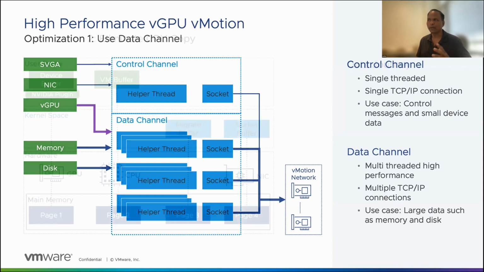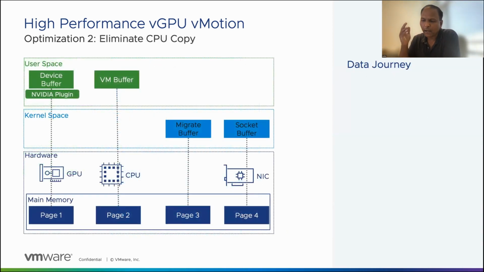And there's one more optimization we've done. With all the investigation, what we found was during the vGPU memory transfer, we were doing lots of unnecessary CPU-driven copies between various entities like the VMX process, the VMkernel, and VMIOP, and so on.